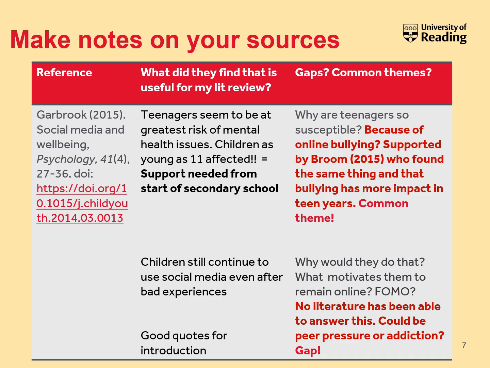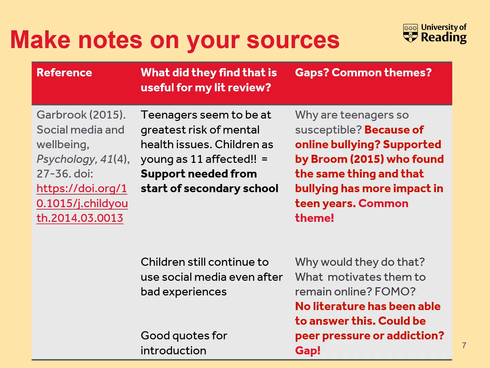Let's have a look at what our student is doing here in a little bit more detail. So firstly, our student has recorded the full reference for her paper in the table. That's a good idea in case she loses her original copy. She's also, in the second column, recorded what the paper has found out that might be relevant for her literature review, and there's two main findings that she's identified there. Firstly, she's identified that teenagers seem to be at greatest risk of mental health issues associated to social media. That's what this paper is saying. Secondly, this paper is also suggesting that children will continue to use social media even after bad experiences.